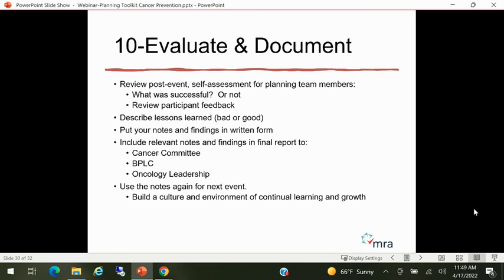Use these notes, save them, file them, keep them. And then next year, when the event comes up again, when you need to do another planning event, pull this out. Look at what your assessment was. Build a culture and an environment of continual learning and growth and building on what you've done so that each successive event is better than the last one.